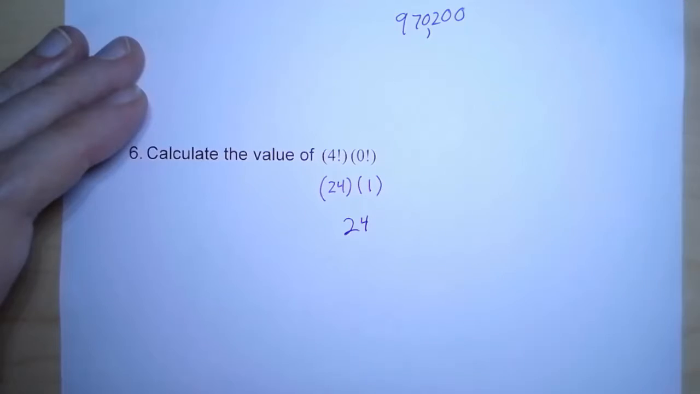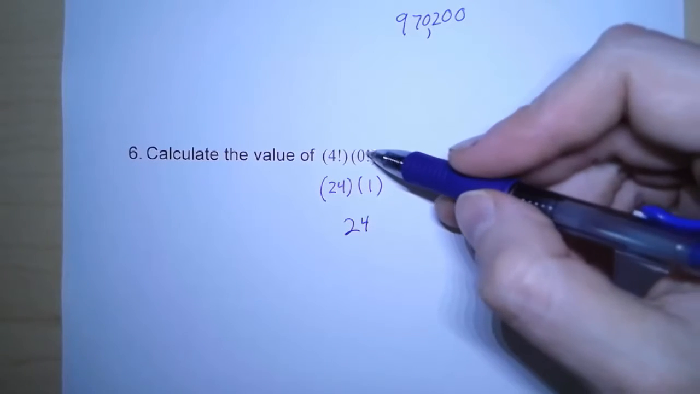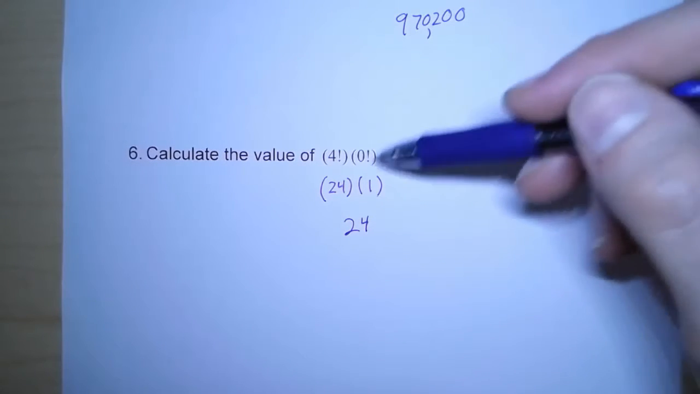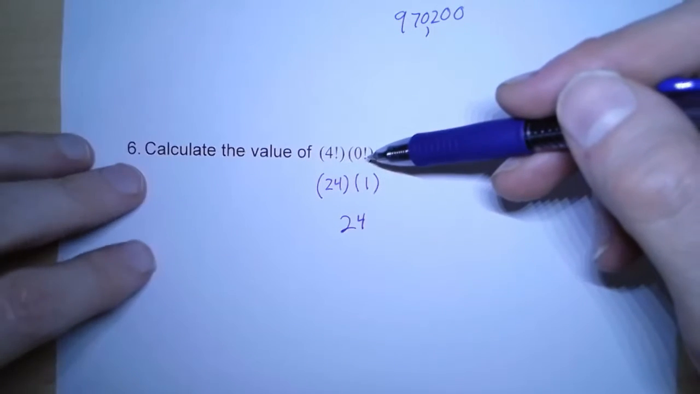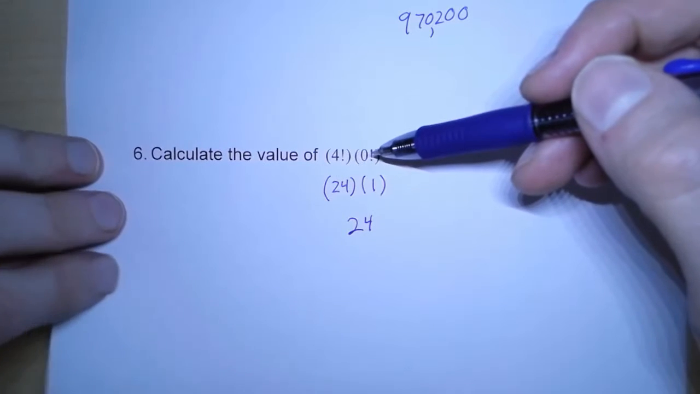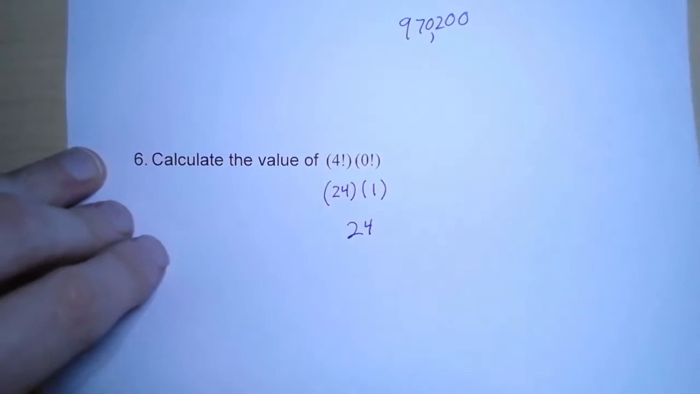And so that's why every time you want to think about factorial, you always have to think about it in terms of, I have this many things, how many ways can I reorder it? And in that sense, 0 factorial does make sense, because you just have nothing.